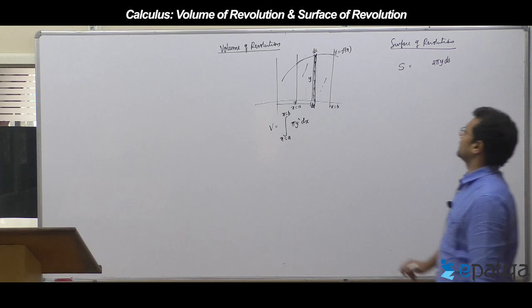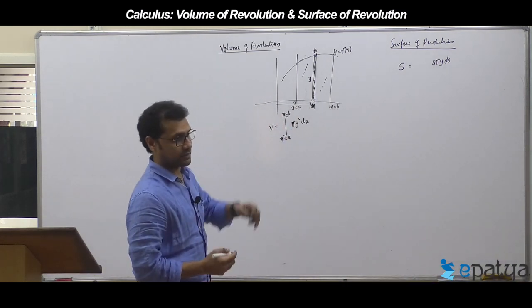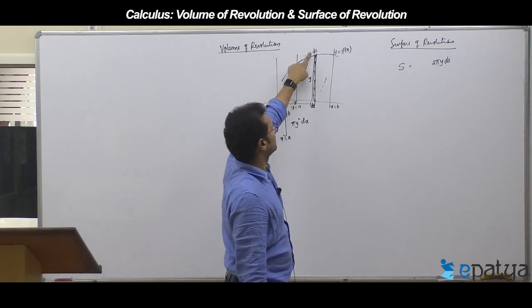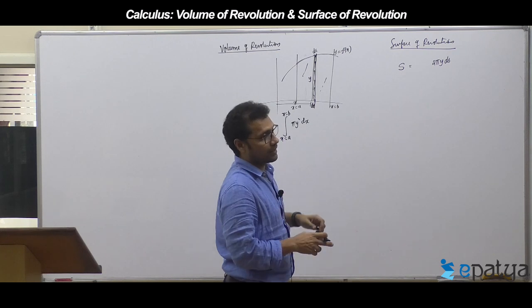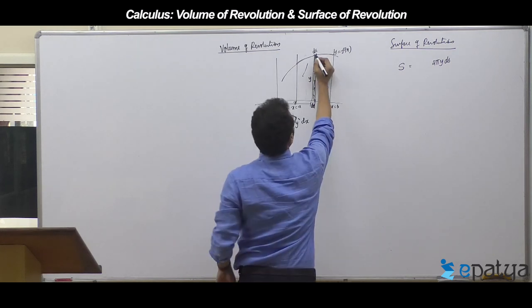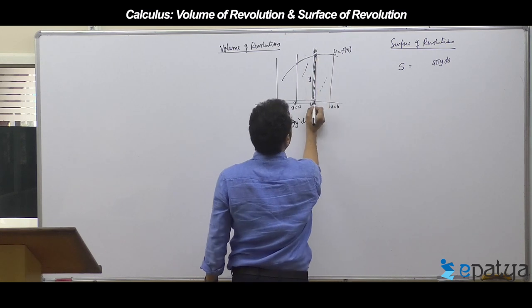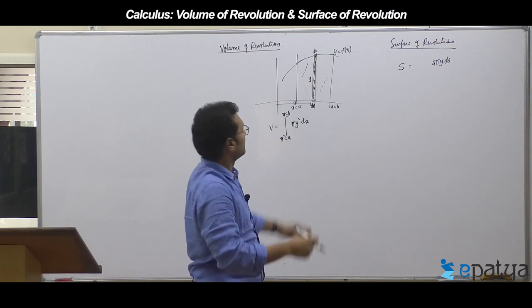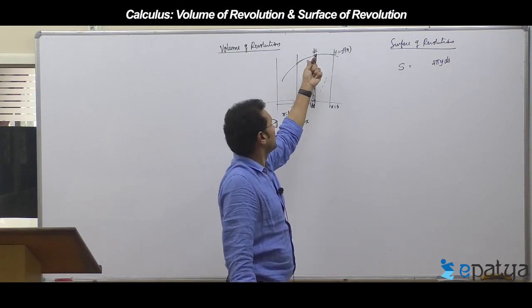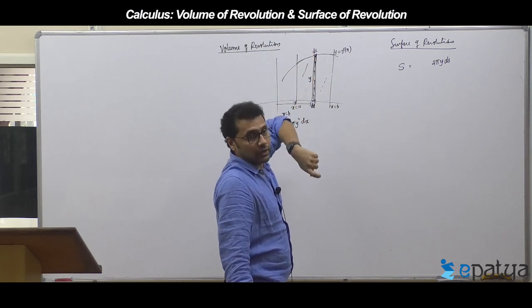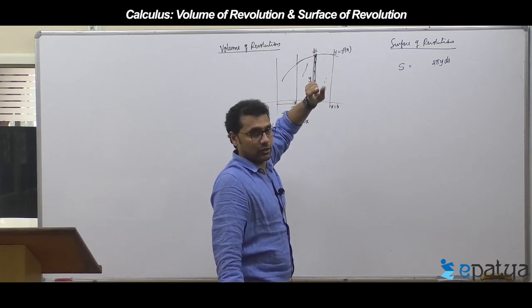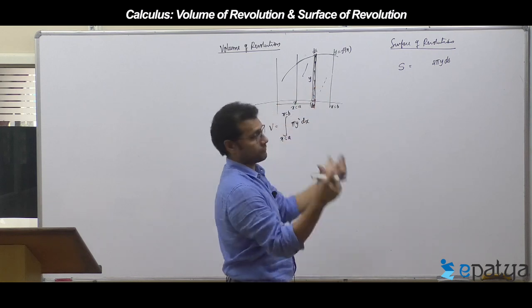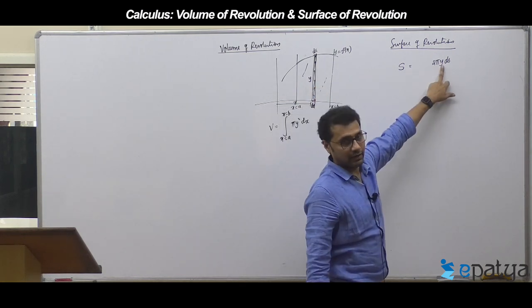Here, small s, not capital S. Capital S means it is the surface already. I am not talking about capital S, I am talking about small s here. Since the surface is inclined, I am taking the length of the curve, ds. That small, infinitesimal length of the curve ds is revolved about the x-axis for 360 degrees, which gives us a ribbon kind of surface. That surface area would be 2 pi y ds.